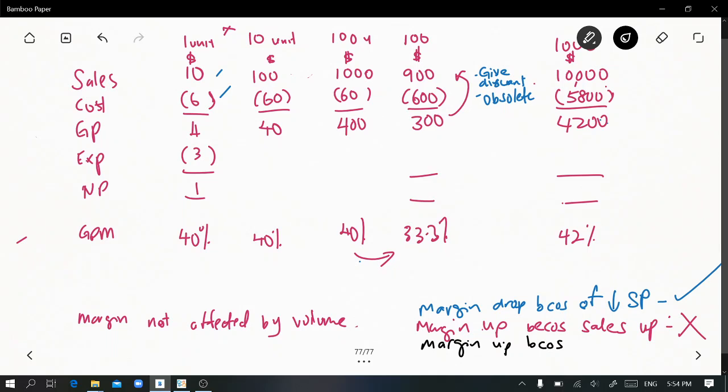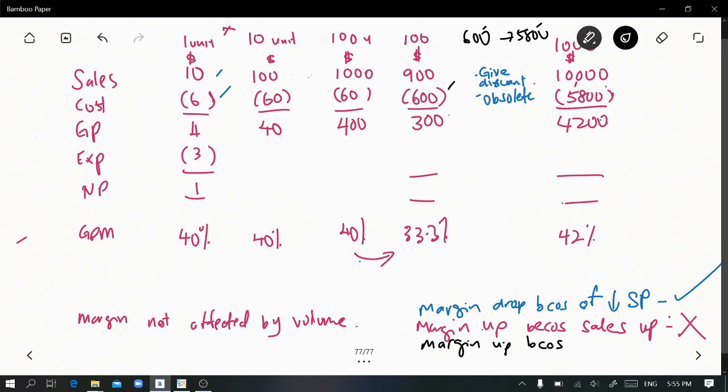Okay, so some will say cost up or cost down, sorry. Some will say cost goes down, that's why margin is up. You can see from here, 600, 5,008. Actually, the cost goes up. Okay, you sell more, you have more cost. You sell 100 units, your cost is 600. Your cost actually goes up.